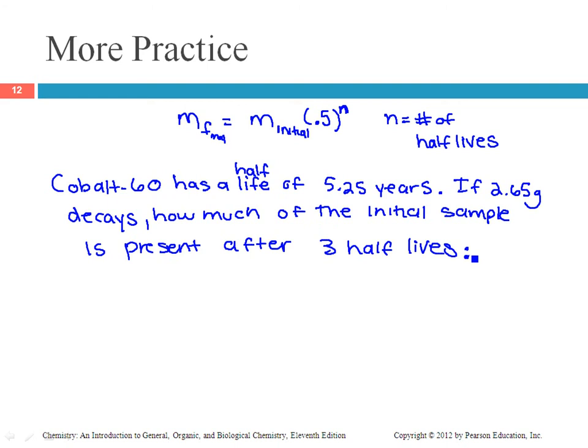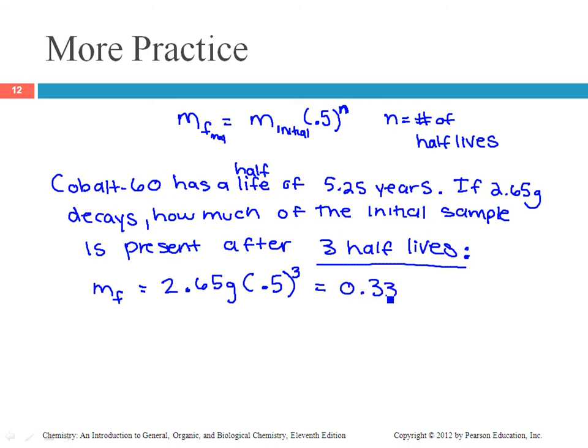Okay, we're going to do 2 problems actually from this, but we're basically trying to find MF. So we would plug in our mass initial, which is 2.65 grams, times 0.5, and then our number of half-lives, it's giving it to you. We're not having to find it after 3 half-lives. So all we have to do is put a 3 there. And if you do the math, be sure you do it to the 3rd power. So it's going to be 0.331 grams cobalt-60 that is left after 3 half-lives.